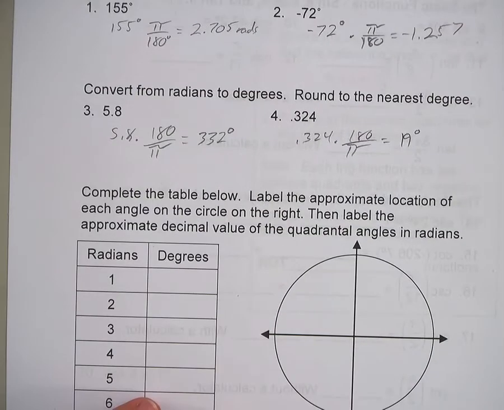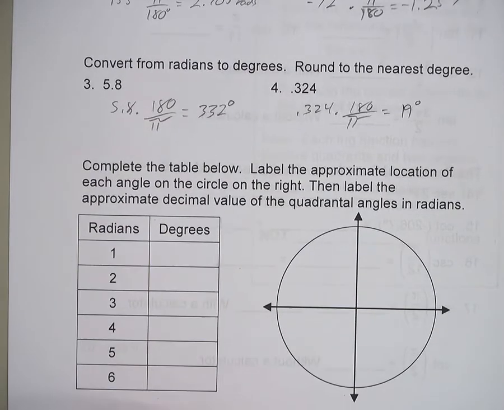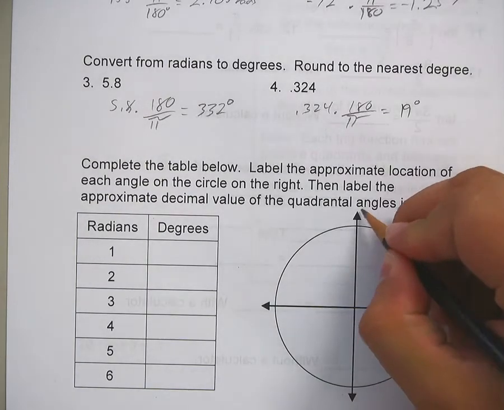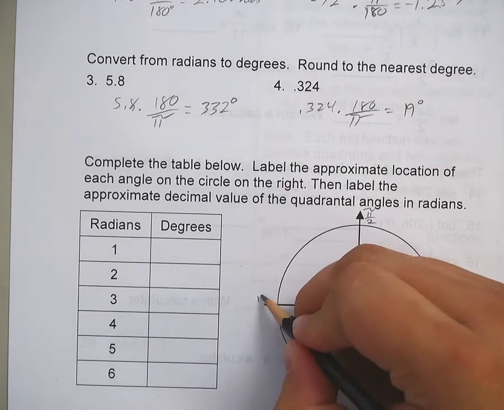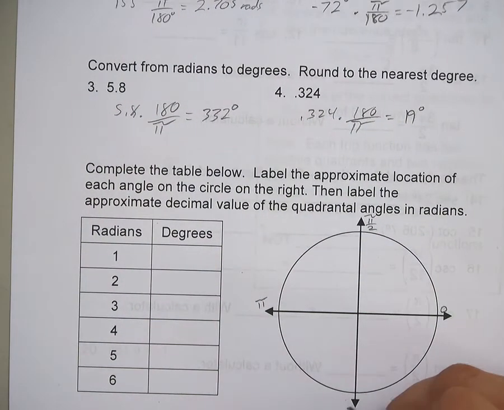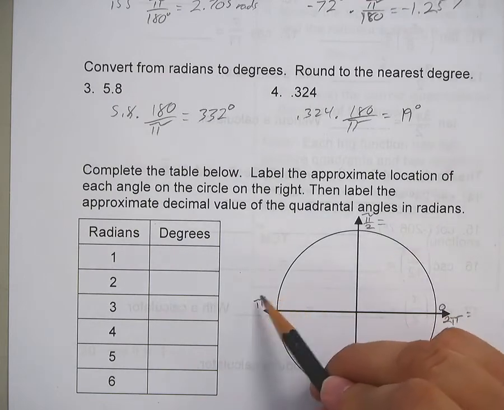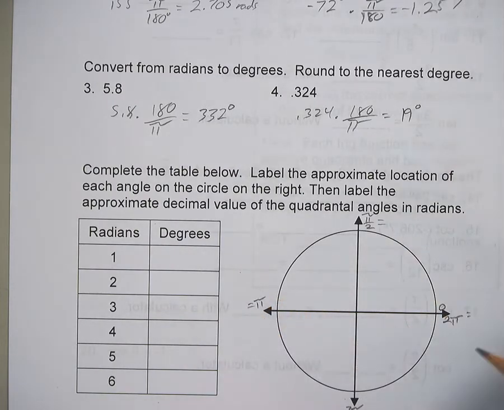So down here, a couple of things about the circle at the bottom. It says complete the table below. Label the approximate location of each angle on the circle to the right. Then label the approximate decimal value of the quadrantal angles in radians. What? Okay, so here's what they're saying. It goes from 0 to pi over 2, to pi, to 3 pi over 2, and then to 2 pi. Now what they're saying here is to label these in terms of decimal value.